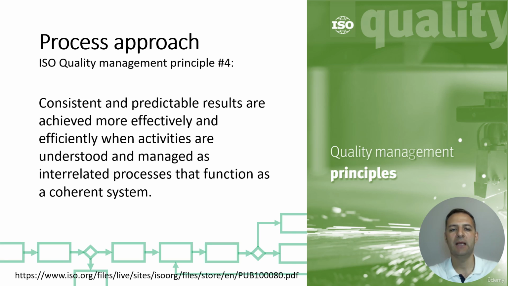This is one of the main ideas of the so-called process approach, which is part of the ISO quality management principles. This principle says that consistent and predictable results are achieved more effectively and efficiently when activities are understood and managed as interrelated processes that function as a coherent system. Because once you recognize processes, you can start measuring them. You can start seeing relations with other processes, and moreover, you can manage them.